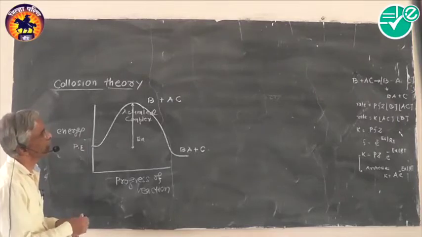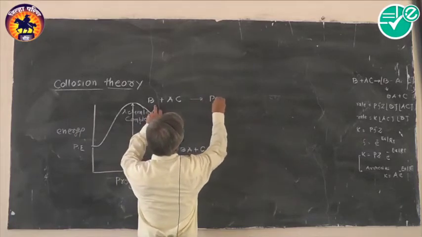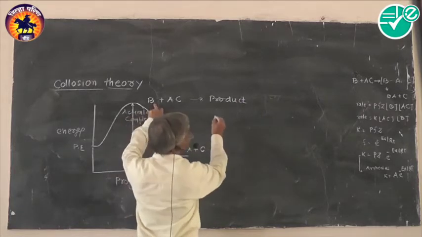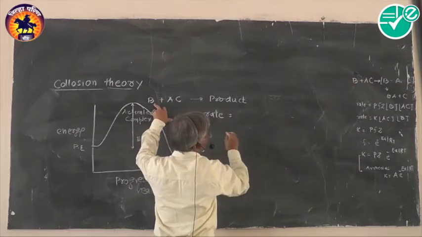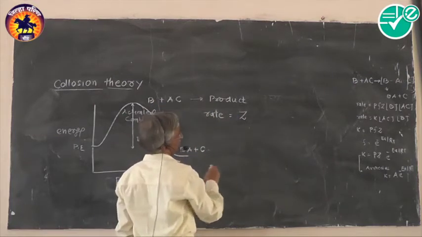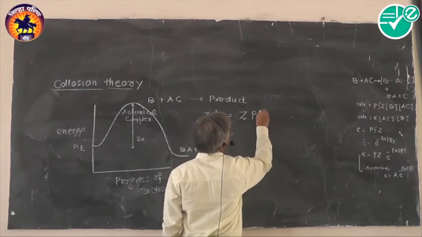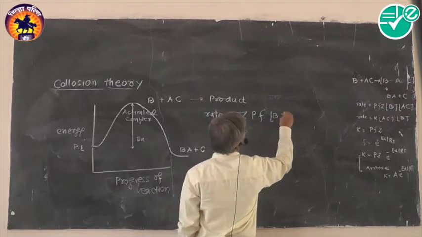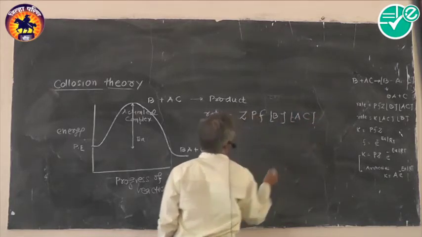Now, according to collision theory, how can we write the rate for the reaction? The rate for the reaction can be written as rate equal to the frequency Z, the number of collisions Z, frequency with a proper collision P, and effective collision F, multiplied by the concentration of A and the concentration of AC, the other reactant.